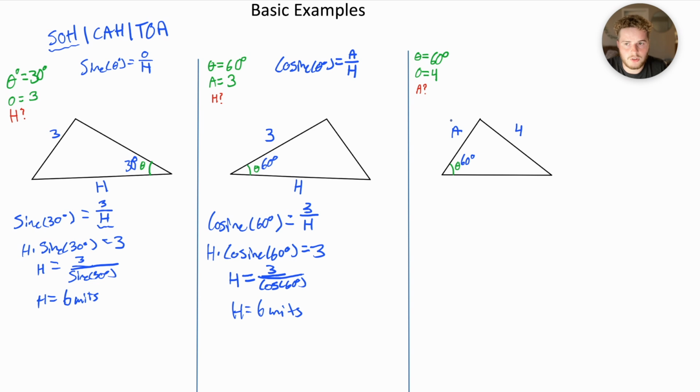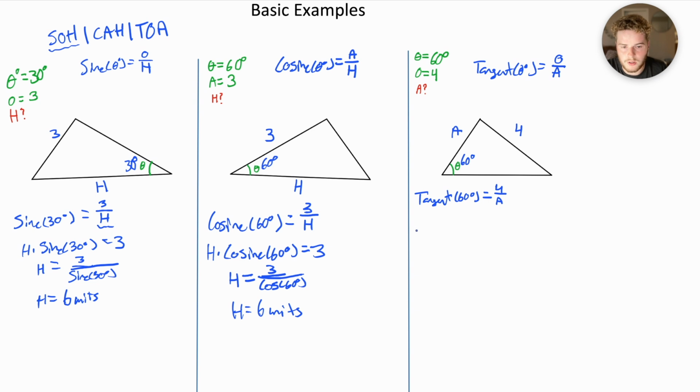So looking at SOHCAHTOA again, we have the opposite and we want the adjacent. So we know we're going to be using tangent. You can write tangent of theta degrees equals opposite over adjacent. So let's plug that in down here. We're going to have a tangent of theta, which was given to us, and that's 60 degrees. And we're going to say that equals 4 over adjacent because we do not know the adjacent side length.